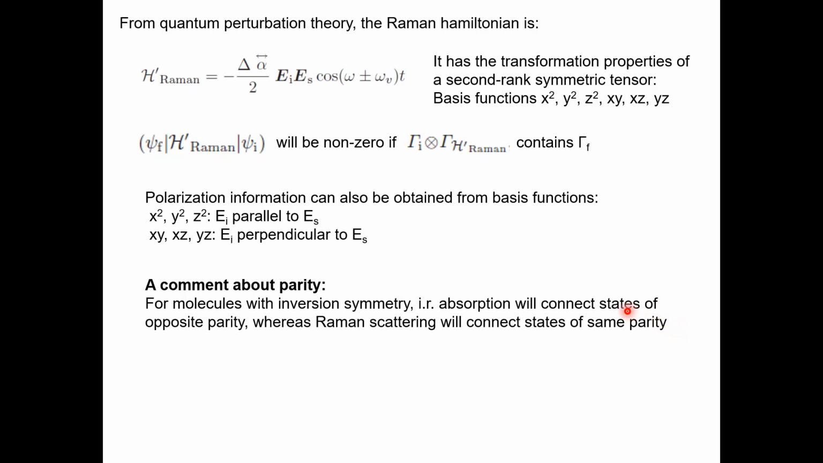So if I start, for instance, with the ground state, which is even because it's a totally symmetric state, that means the possible final states for infrared absorption will be odd states, and the possible final states for Raman scattering will be even. Okay? But remember, that's only the case when you have a molecule with inversion symmetry. When we do not have inversion symmetry, then this rule does not apply. And we will see a few examples of that as well.